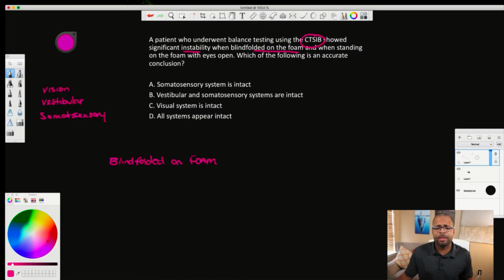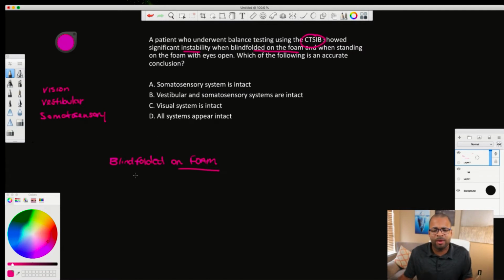Then I put the patient on foam. What does foam do? When I put you on foam, it's really taking away your somatosensory system, so we're not able to use our somatosensory system properly. Why? We're on foam. It's an unsteady or unstable surface.